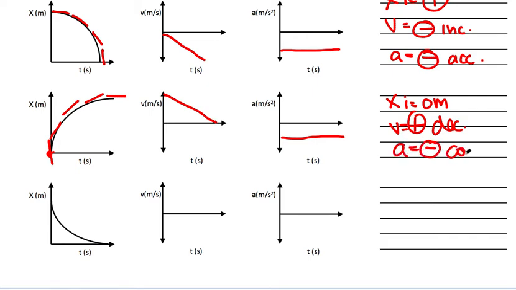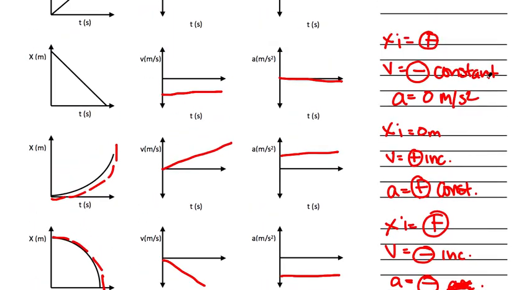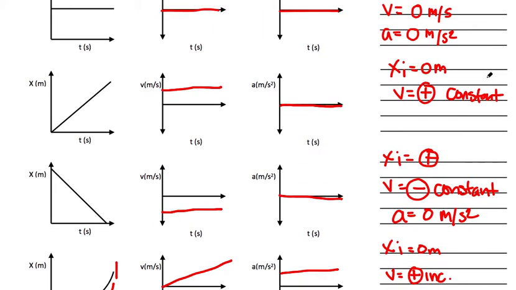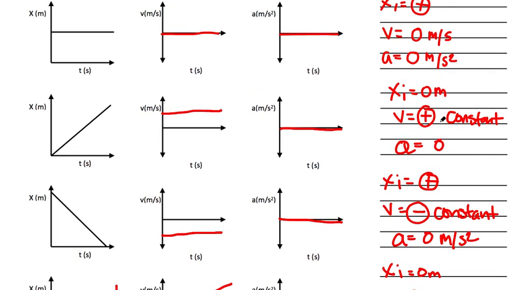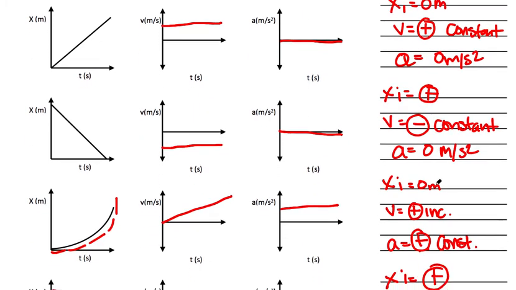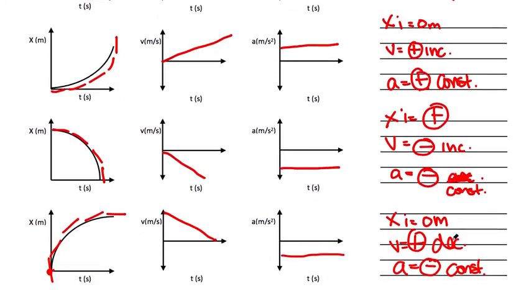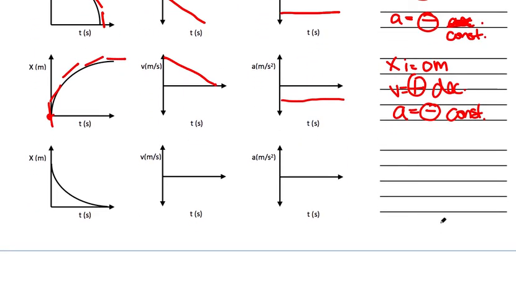Negative and constant. All right, do you see the, oh, whoops, this should say constant right here. Our accelerations are all constant. Do you see that? Constant or 0? Meters per second squared. So 0, 0, 0, constant, constant, constant. Because we are talking about constant acceleration in this unit.